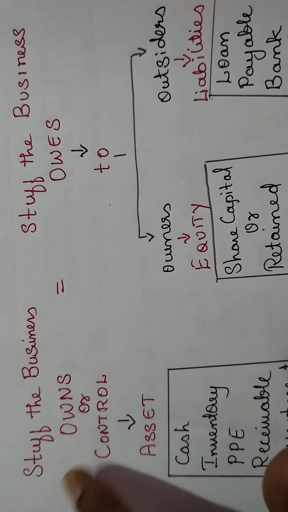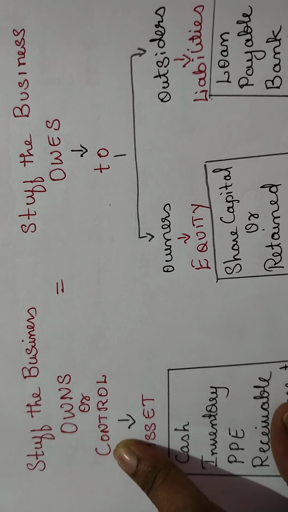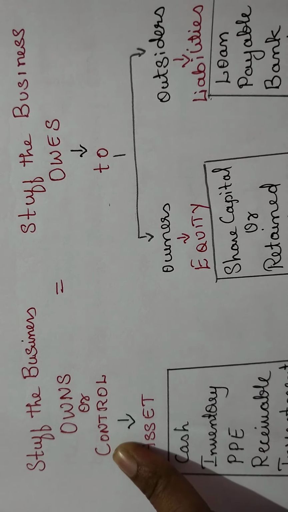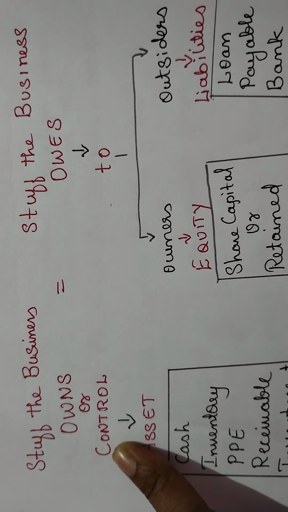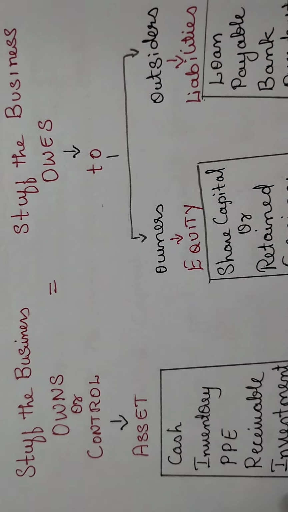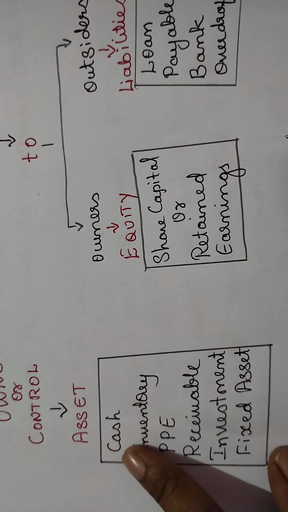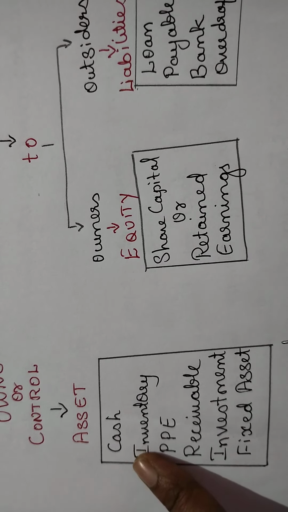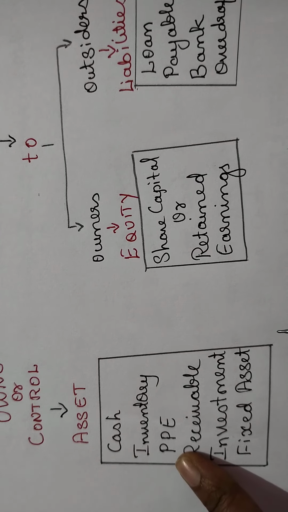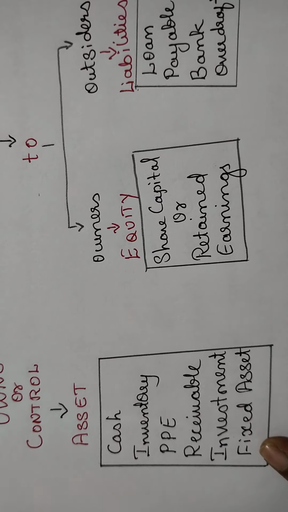So what you own or what you have control over, when you have taken a lease agreement, by making a lease you are using the particular property to generate your future benefits, then it is also called your assets. Owns or controls, that comes under assets. So what are all the items coming under your assets? I have written a few items: cash, inventory, PPE, that is property, plant and equipment, receivables, investment, fixed assets.